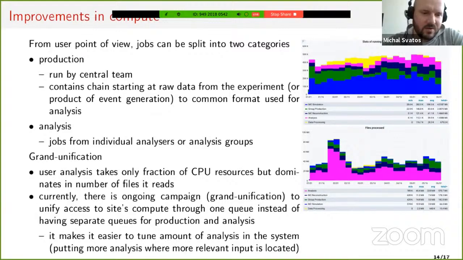Currently we are going through a process of grid unification. I guess it's almost done. It is basically a way to unify access to sites, so we can decide what the share is between analysis and production. This can lead to an increase in utilization for analysis at one site and a decrease at another, depending on availability of input data. By this, analyzers can get faster to their input and get a faster turnaround for the analysis.